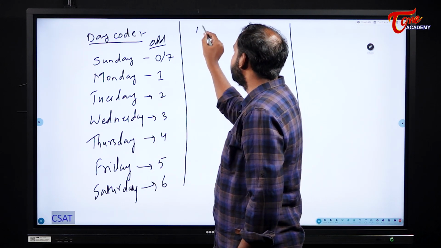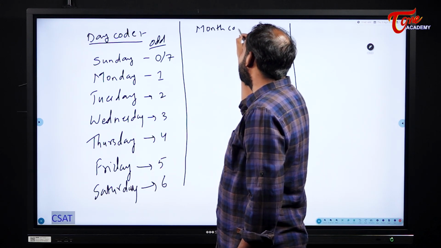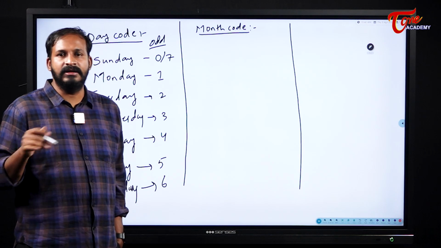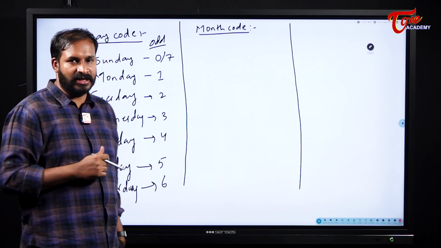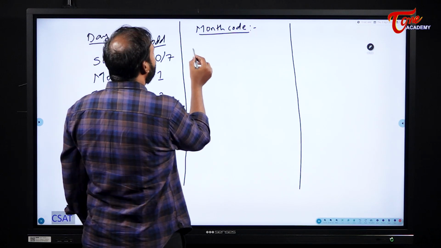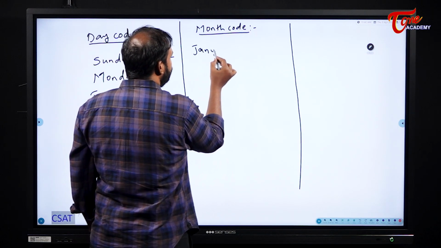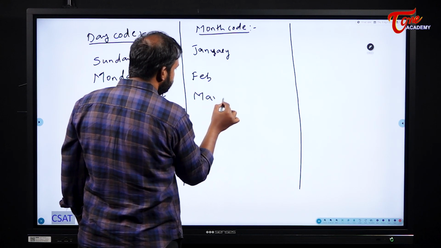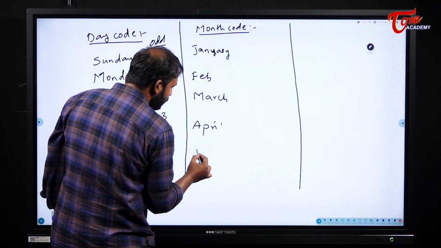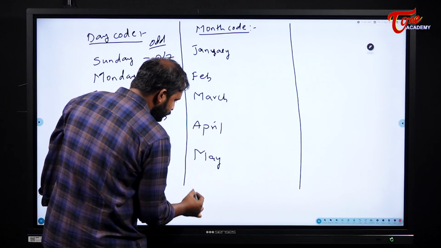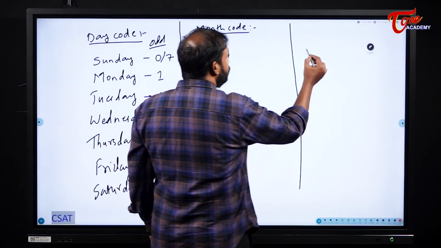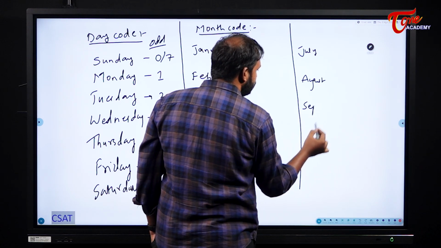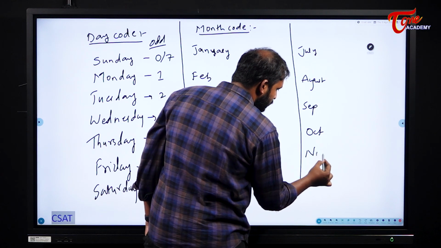Next one is month code. Don't memorize things by heart, students, just try to remember and understand the concept. By-hearting, you will never remember the concepts. When it comes to month codes, they are nothing but the number of odd days in that month. January, February, March, April, May, June, July, August, September, October, November and December.